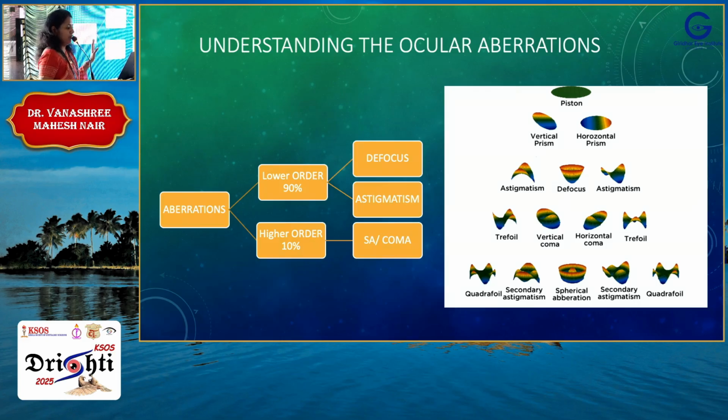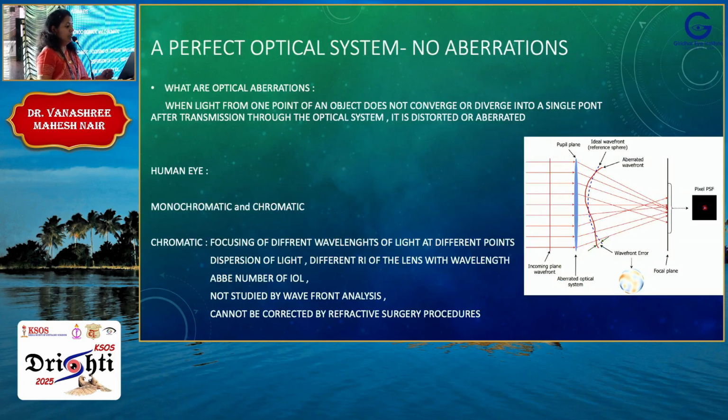So there are lower order aberrations. The 90% that we have is defocus, that's your myopia and hyperopia, and astigmatism. And 10% are the higher order aberrations, which are spherical aberrations and coma. These are practically relevant to the general population. Now, a perfect optical system does not exist in the eye, but a perfect optical system is the one which is not having any aberrations.